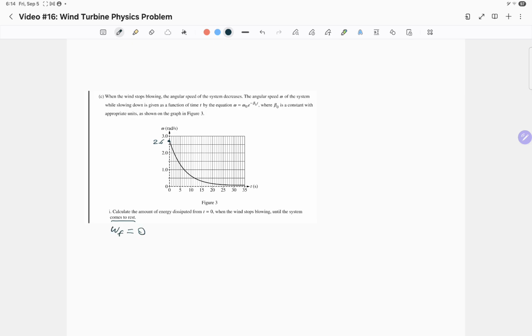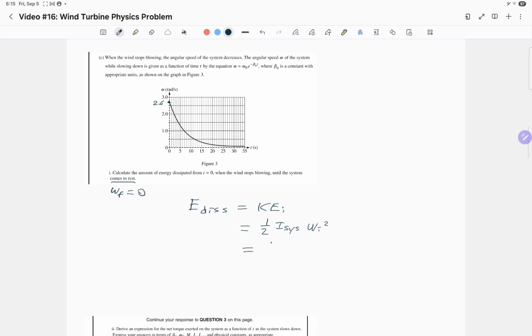So our change in kinetic energy, which is the amount of energy dissipated, is going to be just how much rotational kinetic energy we started with, because we're going to lose all of that by the time we come to rest. So that's going to be 1/2 I_system, the rotational inertia of the system, times omega_i squared.